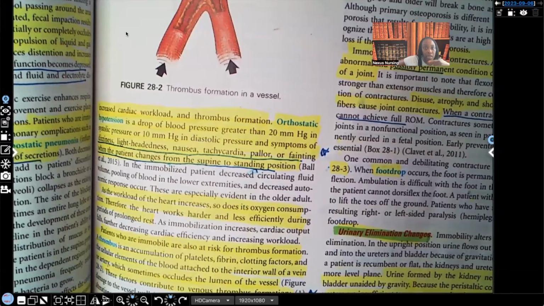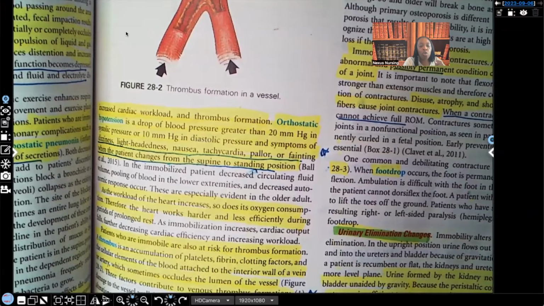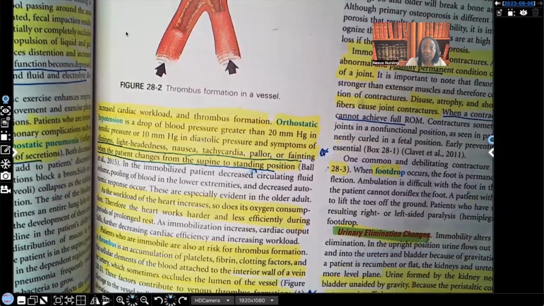Do you see what's happening here, guys? Look what it says. Therefore, the heart works harder and less efficiently during prolonged periods of rest. Are you picking up what I'm putting down, guys? It's right here in front of you.